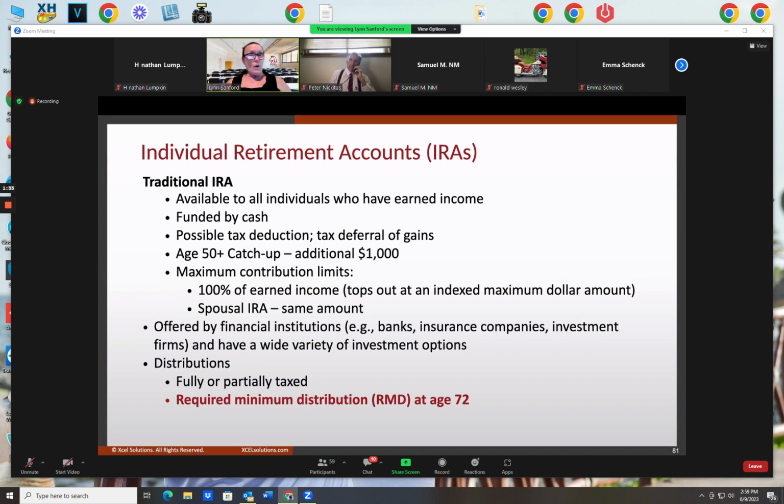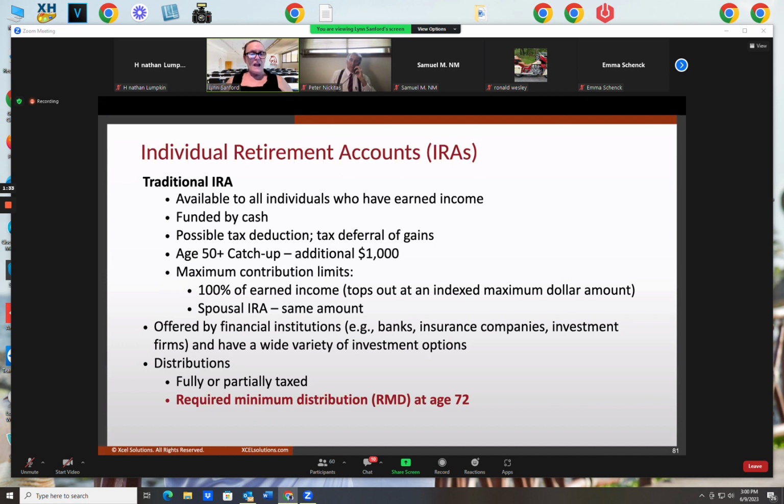You don't want them over contributing, because if they over contribute, the IRS will hit them with a 6% excise penalty and force them to take the money out. Because excess contributions cannot remain in a tax-deferred environment, growing on a tax-deferred basis. So they get hit with a 6% excise penalty, and they are forced to take the money out as well.